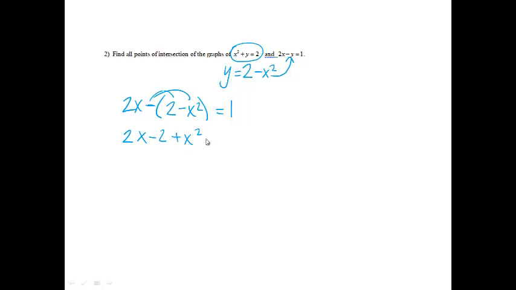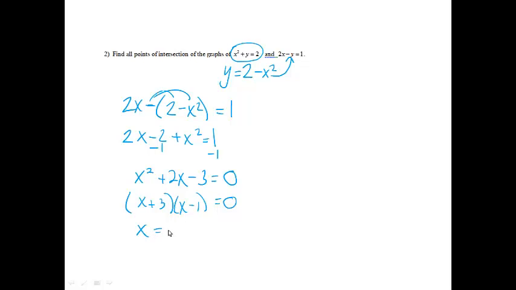Plus x squared is equal to 1. And then since there is more than one x in this problem, I would like to set it equal to 0 so I can solve. Okay, so when I do that, I'm actually going to be putting it in order also. The x squared would come first, and then the plus 2x, this would be minus 3, is equal to 0. And then from here, I notice that this will factor into x plus 3, x minus 1. And using the zero product property, I know that x will equal negative 3, or x will equal 1.